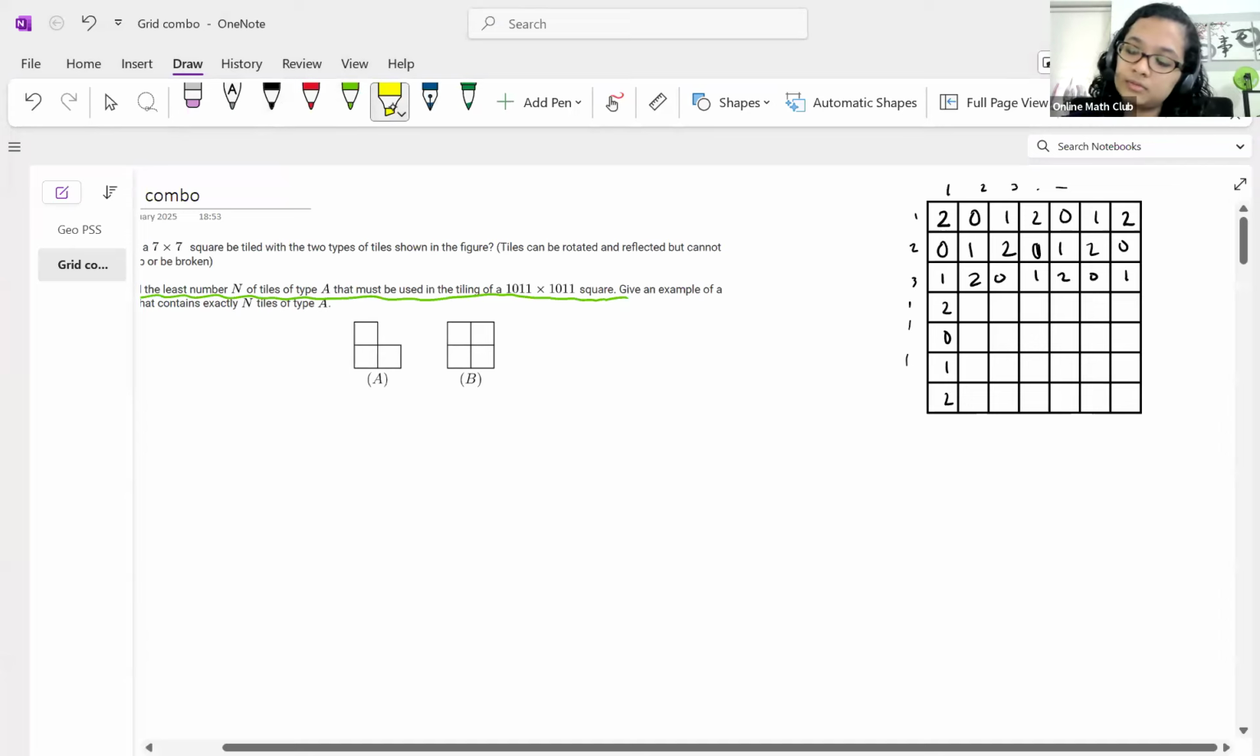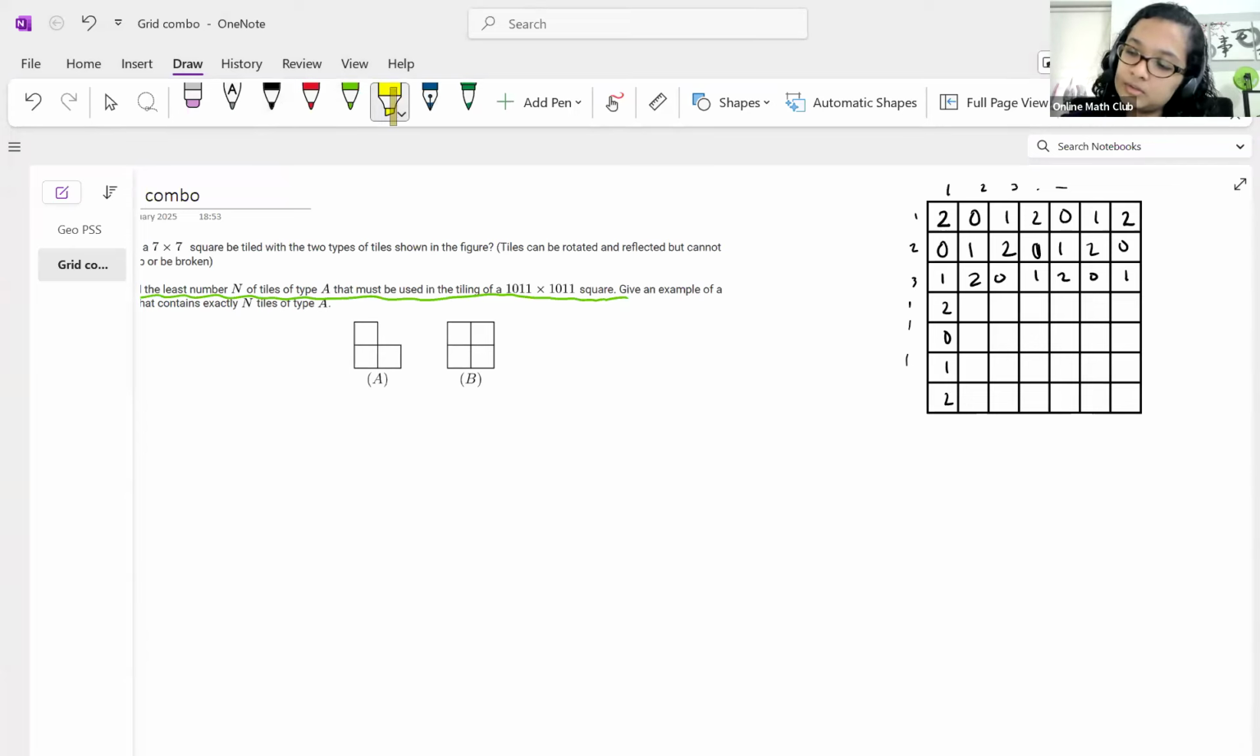So let's see here if we have a tile of this type. What was the argument that you had? Oh wait, we are allowed to rotate the tile. Yeah, sorry, it doesn't work there.